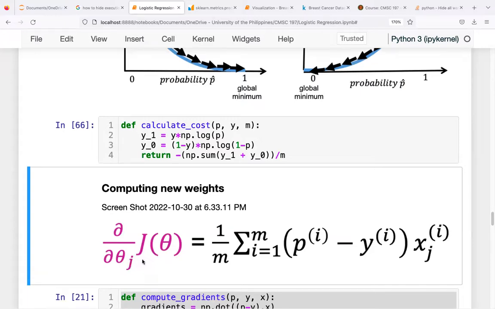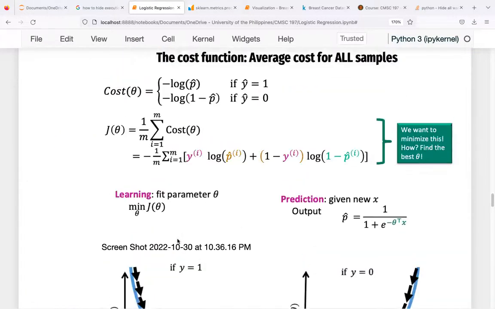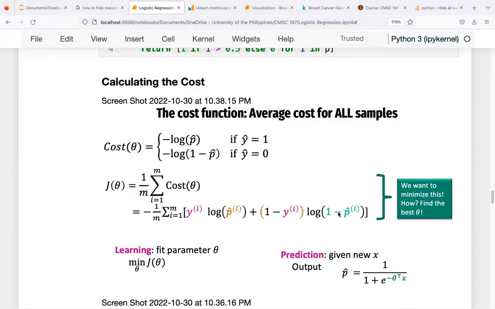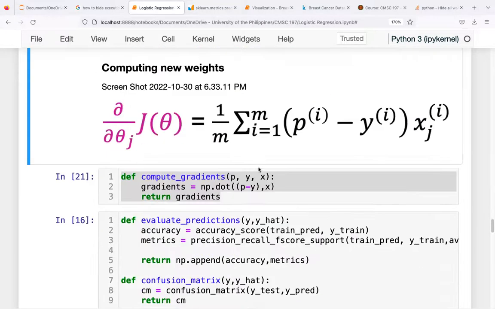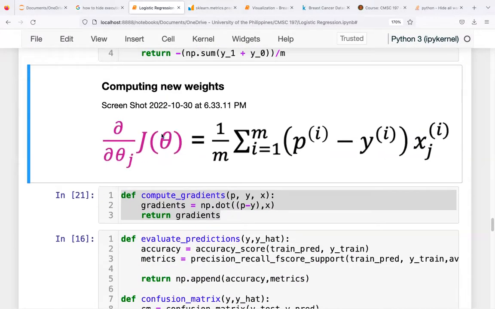So essentially, we are going to nudge the weight a little bit or find a better weight such that the loss, or the cost J of theta, will be minimized. Okay, and the partial derivative of this cost function is equivalent to this.